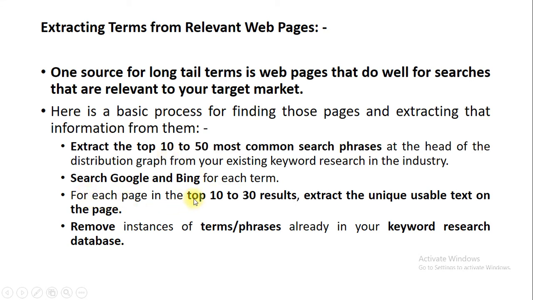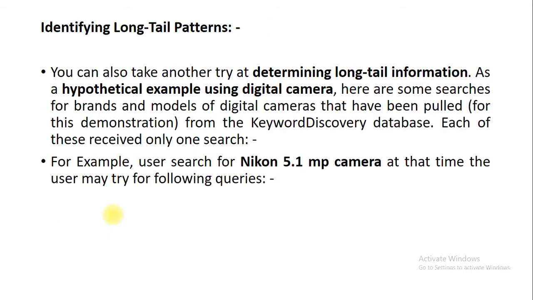After that, for each page in the top 10 to 30 results, extract unique usable text on the page. In each result we are going to extract unique usable text on the page. How many unique keywords are there in the result? That list we are going to make. Next is to remove instances of terms or phrases already in your keyword research database. That means duplicate entries you need to remove.